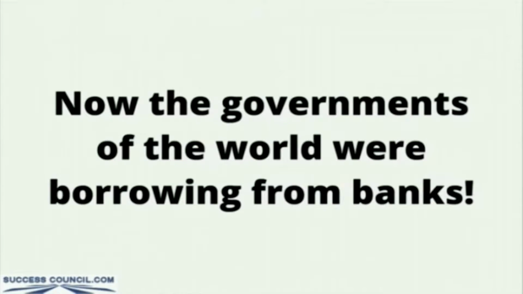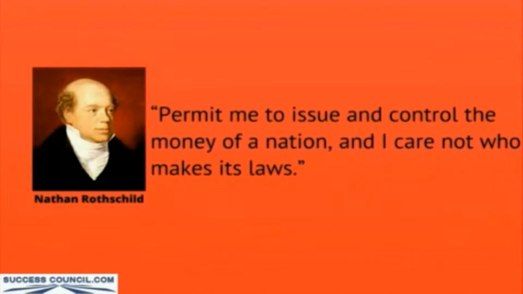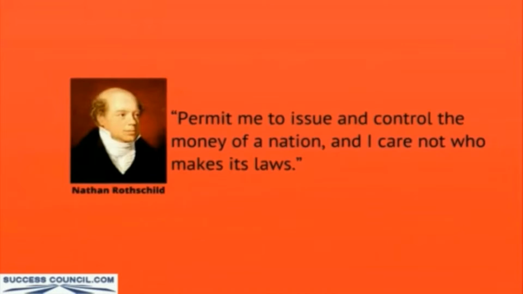Well, now the governments of the world were borrowing money from them. The wealth flowing into the bankers' pockets was beyond your imagination. And with that wealth came incredible power. In fact, Nathan Rothschild, eldest son of Mayer, the founder and principal owner of the Bank of England, said, "Permit me to issue and control the money of a nation, and I care not who makes its laws."